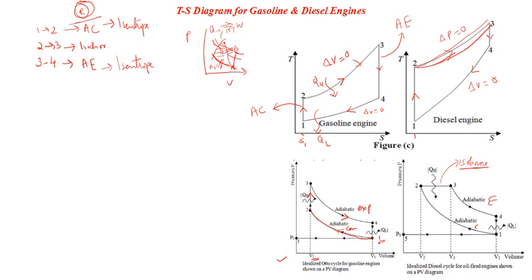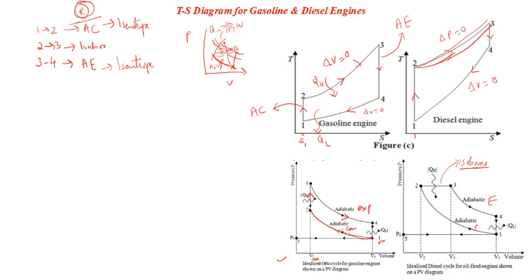Okay, and here you ought to compare. 2 to 3 and 4 to 1 are the two processes undergone by the same working substance. So you should be careful while you draw their slopes. You can see that isochoric is shown to be steeper than the corresponding isobar. So that is to be taken care of.